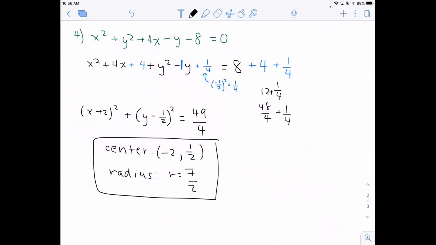If you have any questions, let me know. If you need to freshen up with completing the square, let me know. I can send you some links to practice completing the square.